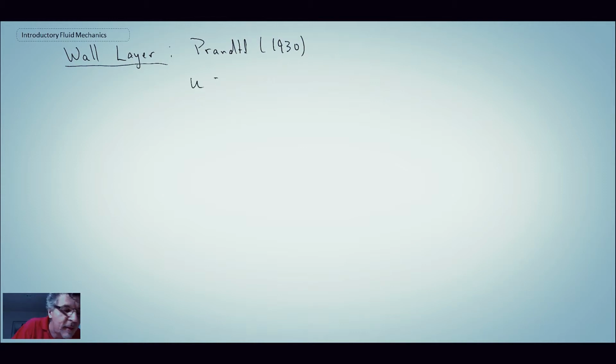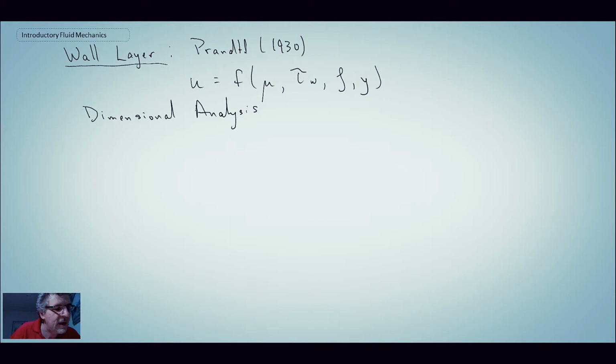He came up with an argument saying that the velocity in the layer was a function of the viscosity, which it would be in the wall layer, the wall shear stress, the density of the fluid, and the distance away from the wall. And using dimensional analysis, he was able to come up with a thing called the law of the wall.